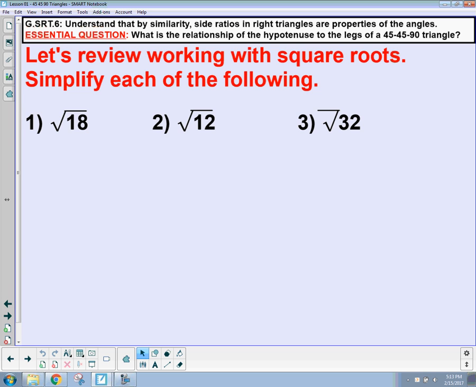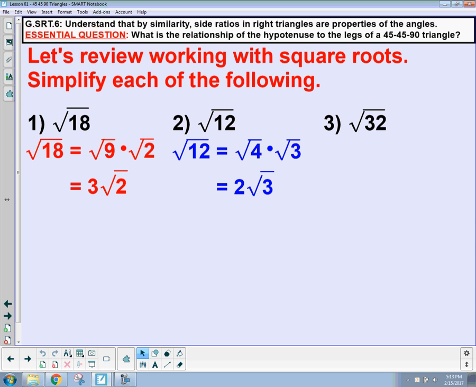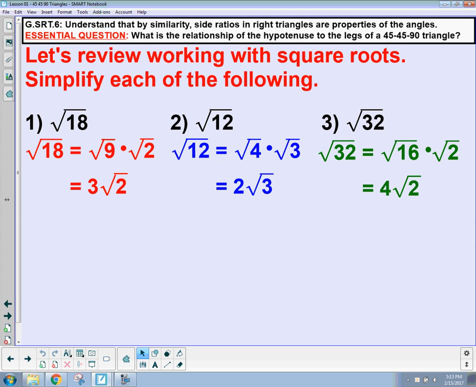Alright, we're back. So the first one should be 3 root 2, the next one, 2 root 3, and the last one, 4 root 2. I used perfect squares, okay? 9 times 2 is 18, 4 times 3 is 12, 16 times 2 is 32. The square root of 16 is 4, the square root of 4 is 2, and the square root of 9 is 3, okay? This should just be a blast from the past.